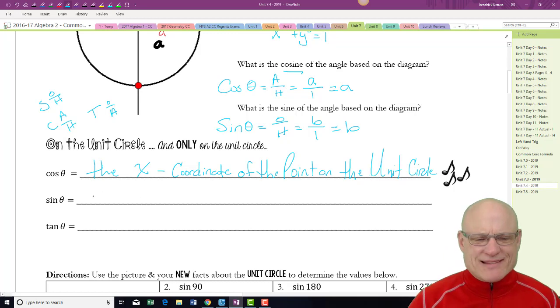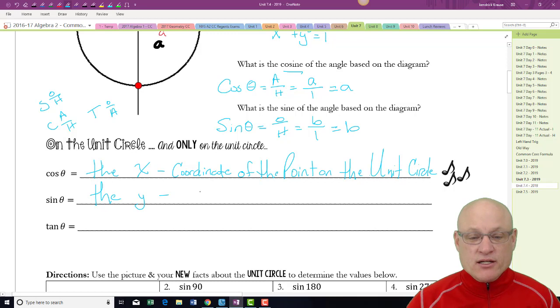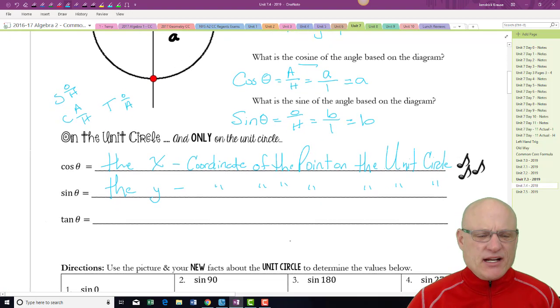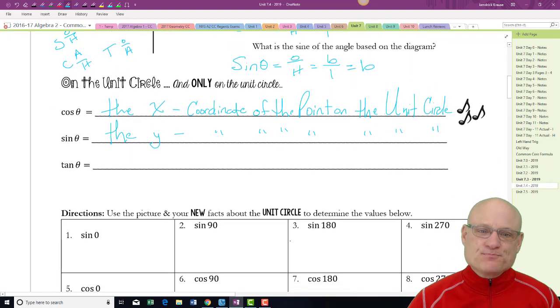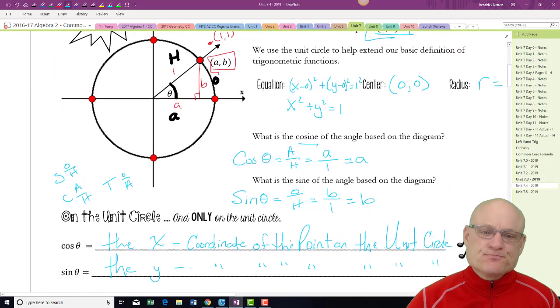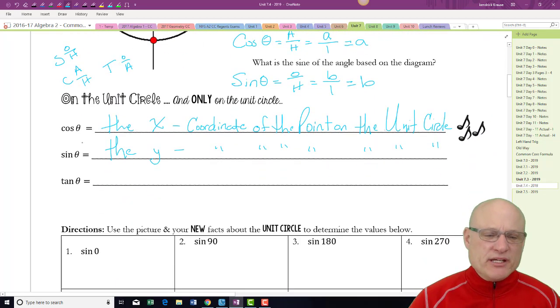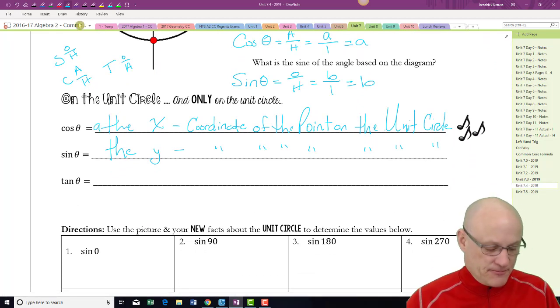So then wouldn't the sine be, and now we're going to use some ditto marks, the y coordinate of the point on the unit circle? And then tangent, now wait a second. Tangent is equal to opposite over adjacent. So tangent would be equal to, let me write that a little bit differently.